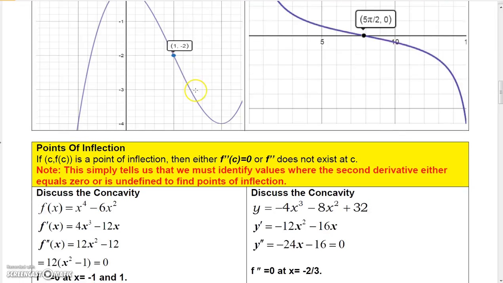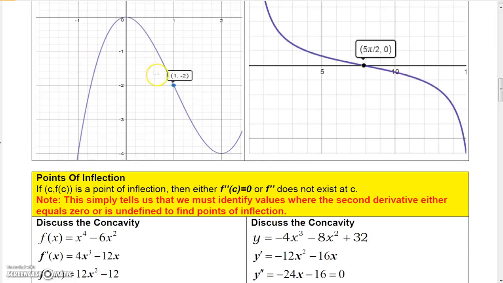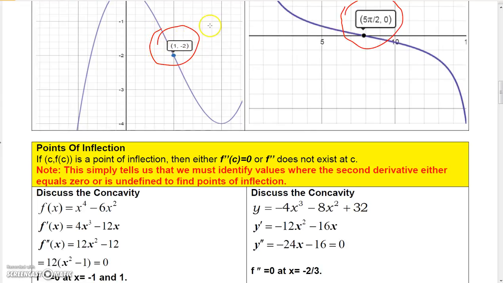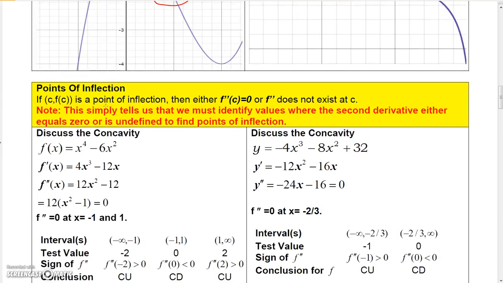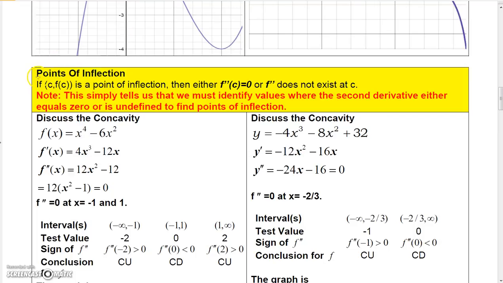Now, to find these points of inflection, basically what we're looking for is where the second derivative can change from positive to negative or negative to positive. So to find that, we look for what we call possible points of inflection, because if the point C, f of C, is a point of inflection, then either the second derivative at C is 0 or the second derivative does not exist at C.